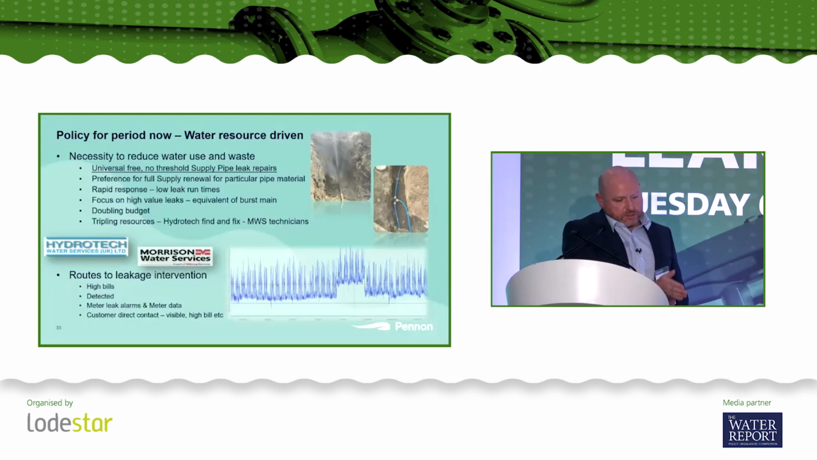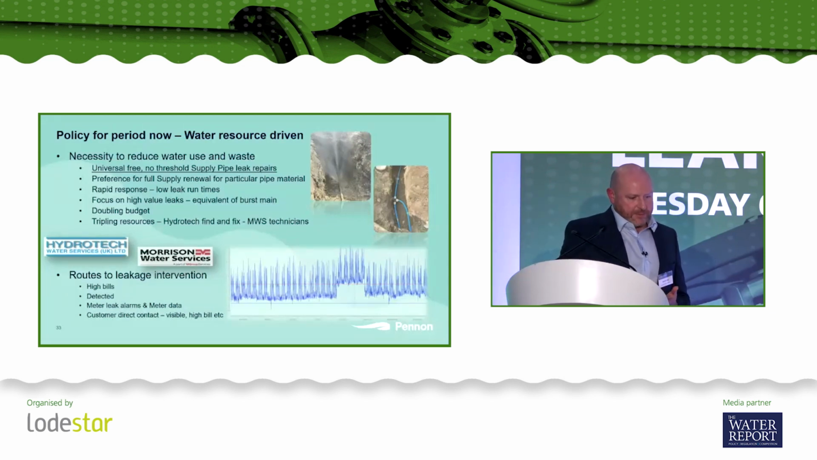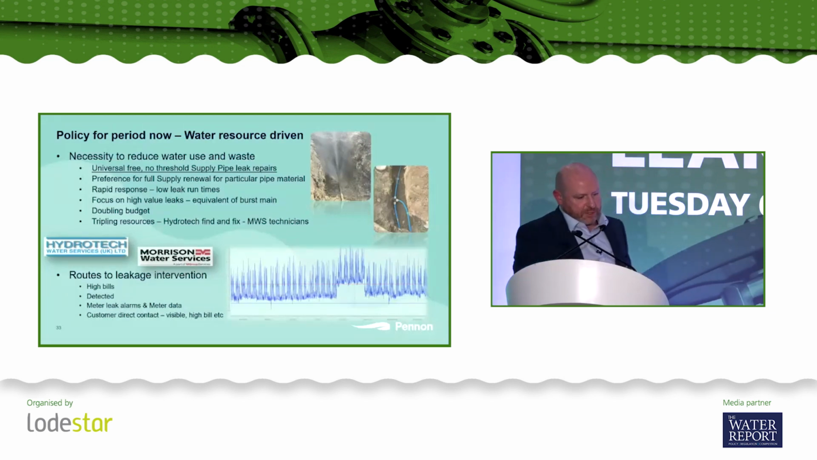So there's a graph there just to show as well, that is actually a 10,000 litre an hour customer leak, which we managed to fix within about 7 or 8 days in the end. So the routes to leakage intervention now, we're looking at high bills detected. We've got AMR meters, we're looking at AMR leak alarms, and some meter data. We're looking as well with the detection team to see those increases on night lines. Is that attributed to customer leakage? And again, the direct contact from customers.